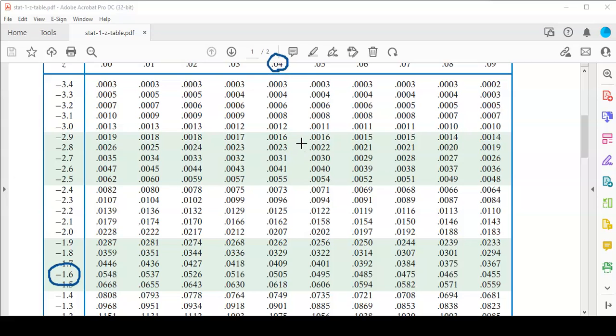I scrolled a bit too much up, but in drawing mode, it's a bit difficult to change. Sorry about that. And then the probability value, the left-hand side shading, is 0.0505. It's in the 1.6 row here, and it's in the 04 column. So we have 0.0505. That's the answer. All right, that's the answer. Let's get out of this drawing mode.